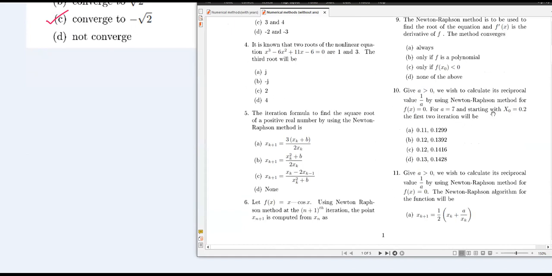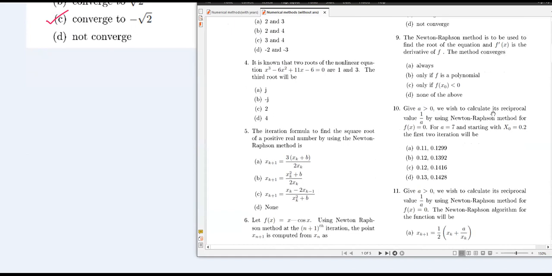So all the questions are on Newton-Raphson only. The Newton-Raphson method is used to find the root of an equation, and f dash is the derivative. The method converges always only if f is a polynomial, only if f is negative, none of the above.